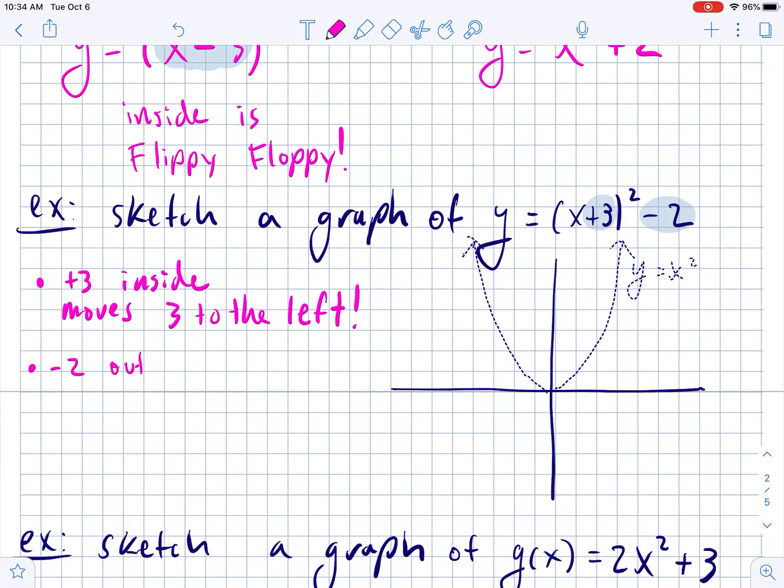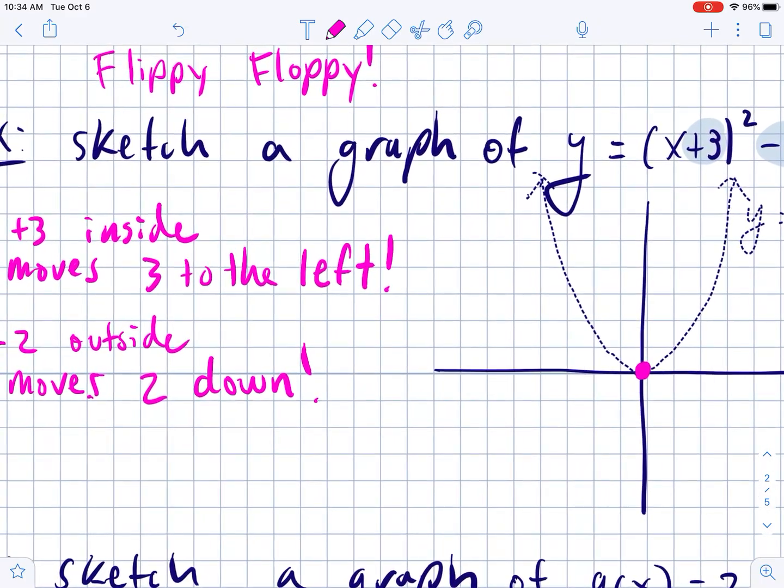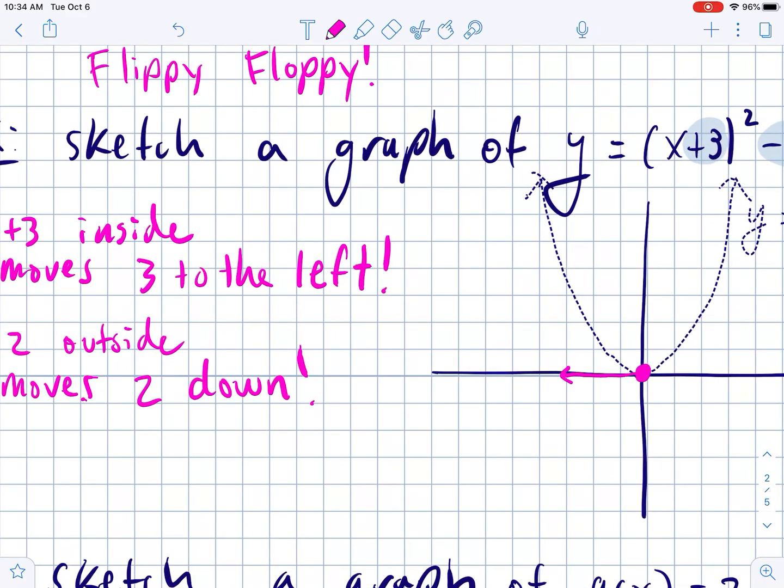Now the -2 outside, that works the way you think it should. It moves it 2 down. So the shape doesn't change. It doesn't reflect or flip or anything like that. It's just this point, 0, 0, is going to have to move 3 to the left, and then 2 down. So here's our new vertex. It's been shifted 3 this way and 2 this way. So it would look something like this.